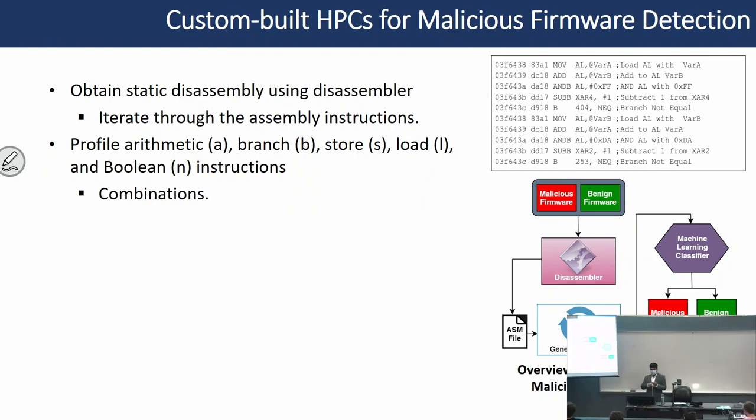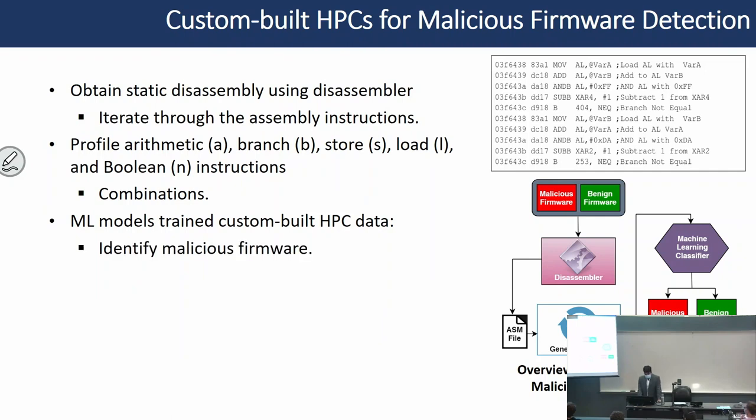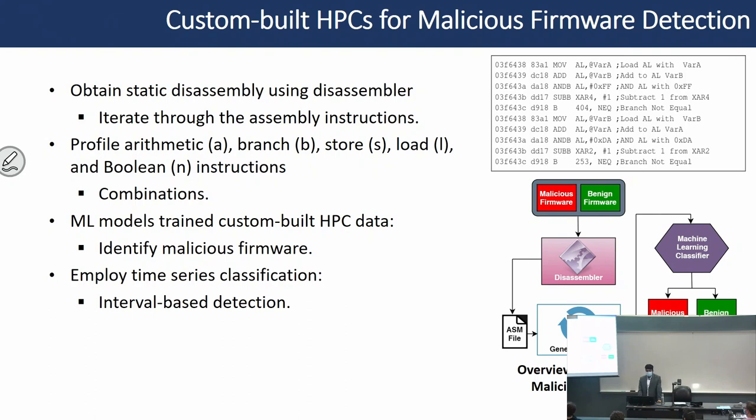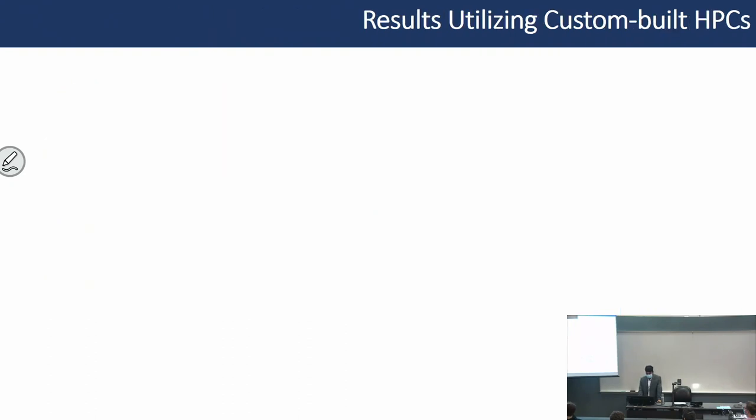For example, arithmetic followed by branch, AB, load followed by store, LS, and store followed by store, SS. So we're looking at these combinations. There are 30 HPCs we took into account. We use machine learning models to train on custom-built HPC data to identify this malicious firmware. And we also employed a time series classification, which is an interval-based detection, which we'll talk about.